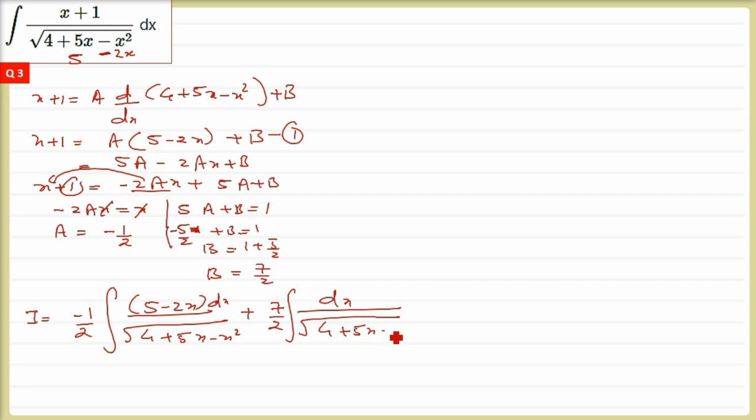And the denominator remains the same for both of these, under root 4 plus 5x minus x square. Okay, this is called I1, and this is called I2 now. So start with this I1, and you just have to put 4 plus 5x minus x square equals t. And since the differentiation has already been done, which I showed you, dt by dx will be equal to 5 minus 2x, so dt will be equal to 5 minus 2x into dx.